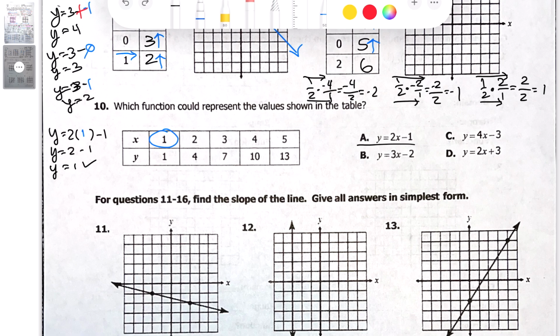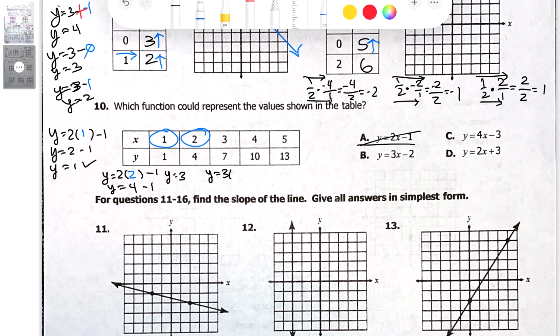That worked right here. So now I'm going to move to the next number and see if that one works. So now it's y equals 2 times, and it'll be 2 in there. So now y equals 4 minus 1, and that gives me y equals 3. So that did not work. That's not a 4 inside of there, right? So that doesn't work. So I know it's not going to be A. So now let's move to B.